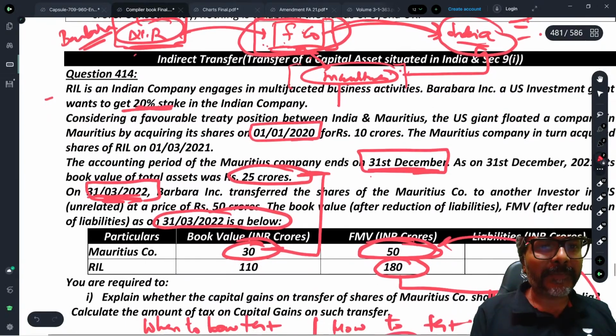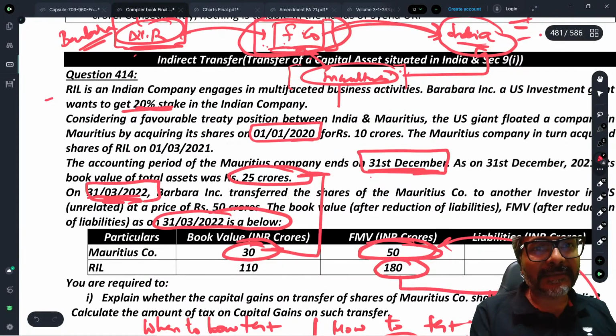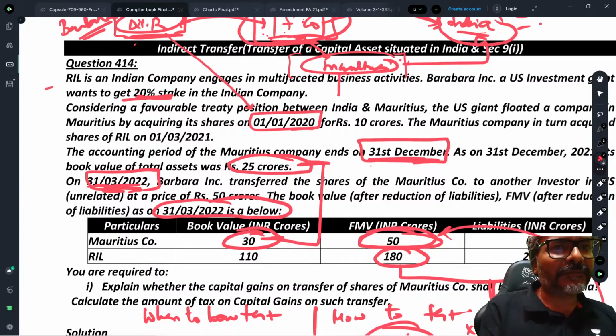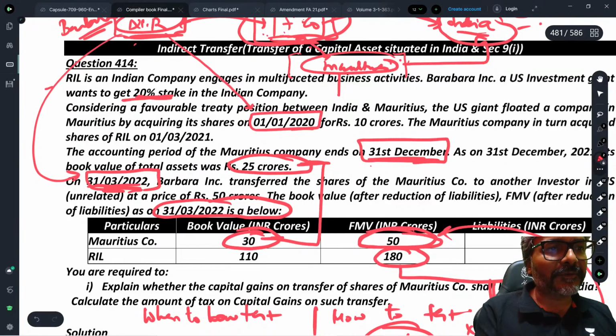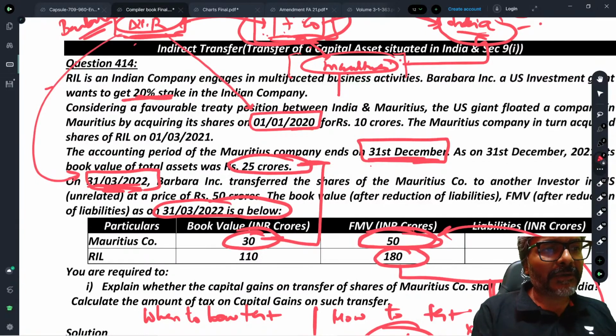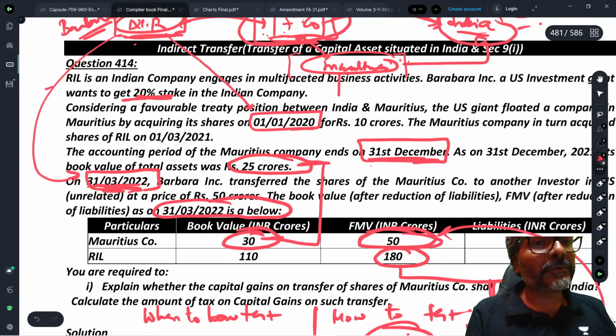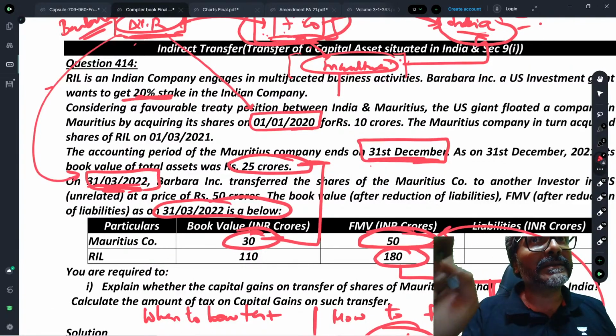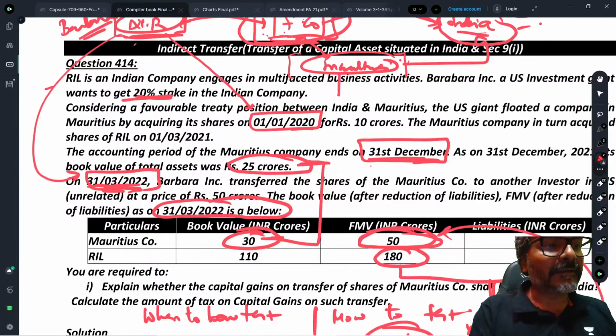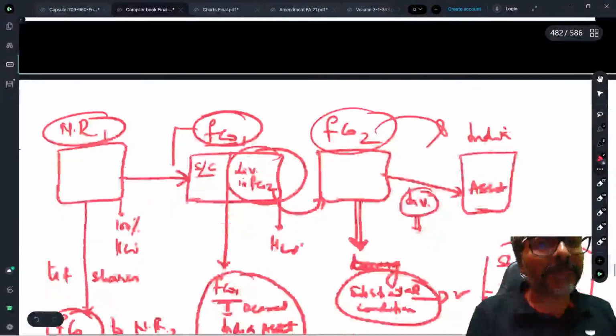January 2020, because this is the date when the non-resident has acquired the share. So date of acquisition is 1st of Jan 2020. And it has transferred the shares on 31st of March 2022. So the period of holding, is it more than 24 months? Because that is the criteria for the unlisted security, the period of holding should be for more than 24 months. And because the period of holding is for more than 24 months, therefore we will say, students, that it's a long-term capital asset.